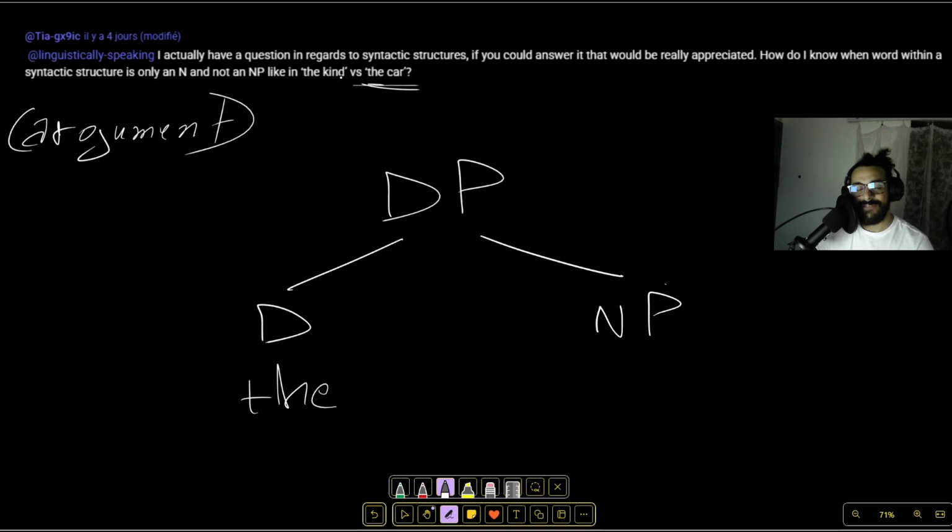That's for the car. If we look at the other one, the kind, then this one will necessitate an NP because actually this one has a complement. So it will be the kind, and then you will continue with the derivation of the sentence.